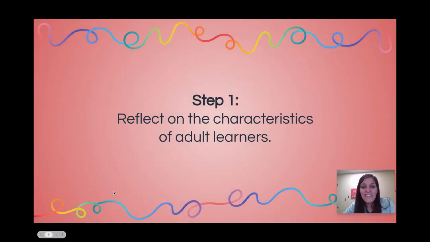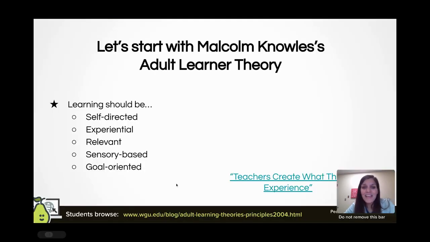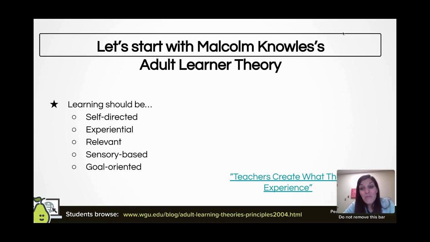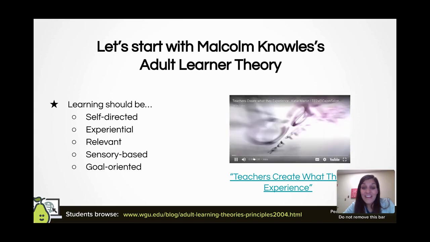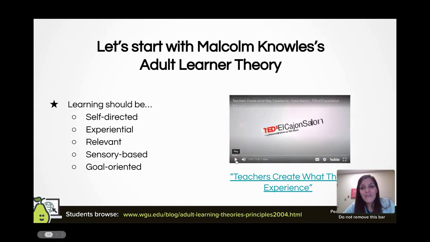So step 1, let's reflect on the characteristics of adult learners. I really like Malcolm Knowles' adult learner theory, which has been around for a few decades now. There's also a really great TED Talk that we'll talk about in a second, but he states that learning should be self-directed, experiential, relevant, sensory-based, and goal-oriented.